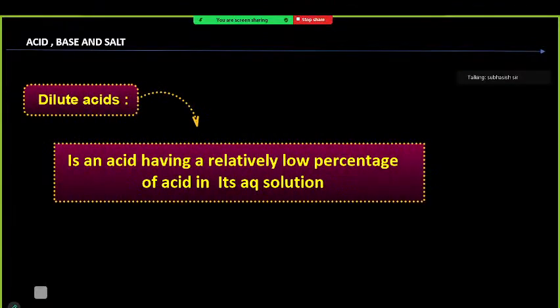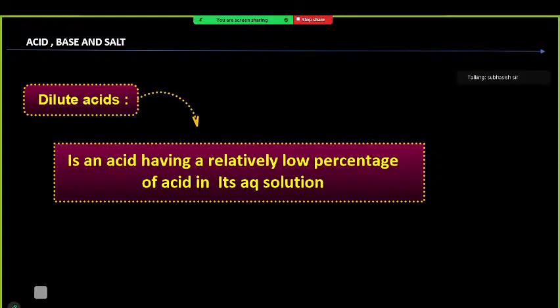What is dilute acid? It is an acid having a low percentage of acid in aqueous solution. If an aqueous solution contains a large volume of water with a very small amount of sulfuric acid or nitric acid, etc. If you add 2 to 3 ml of acid in 1 liter of water, then it is considered to be a very dilute solution.